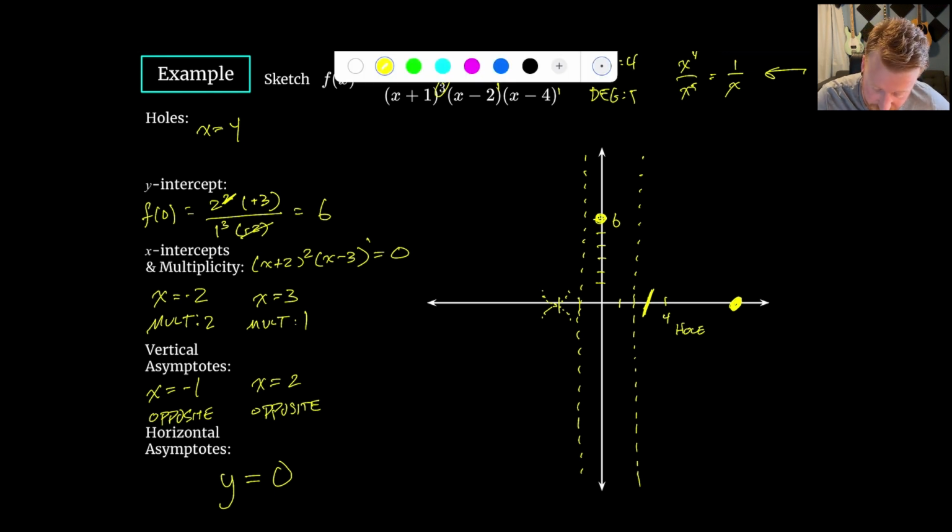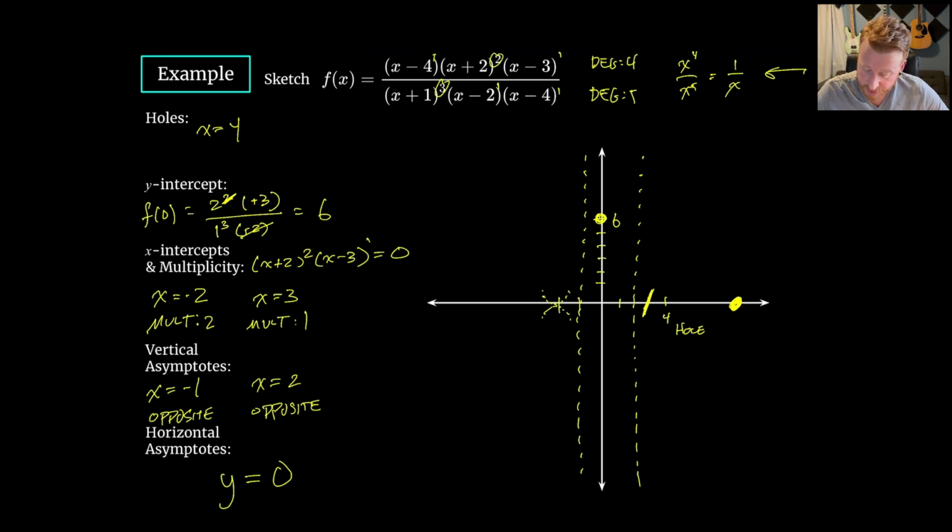So maybe I'll do this in a different color. Let's do green or something. This is where we have to start using some logic, and it's not always clear where we should start. We know where things are going to happen in some certain spots here. I do know that there is a y-intercept up here at 6.